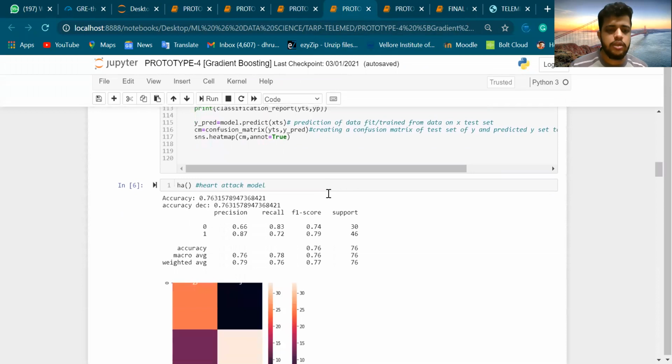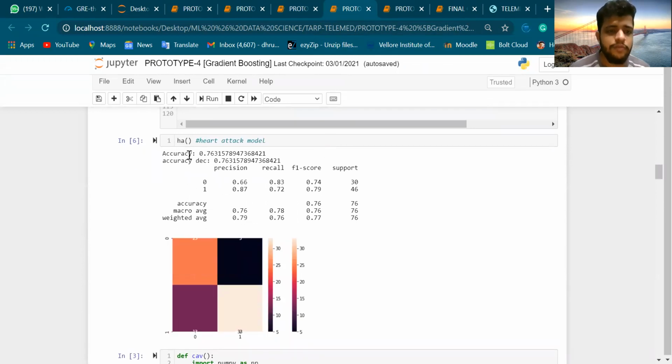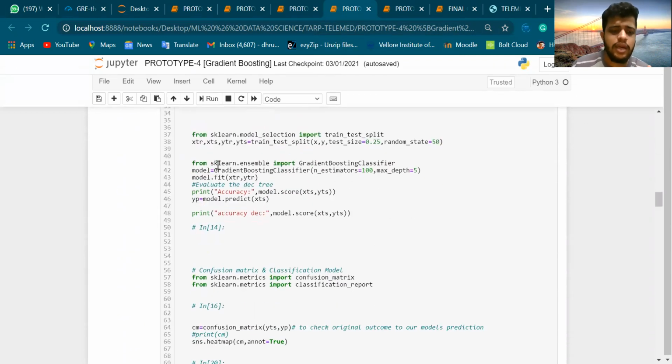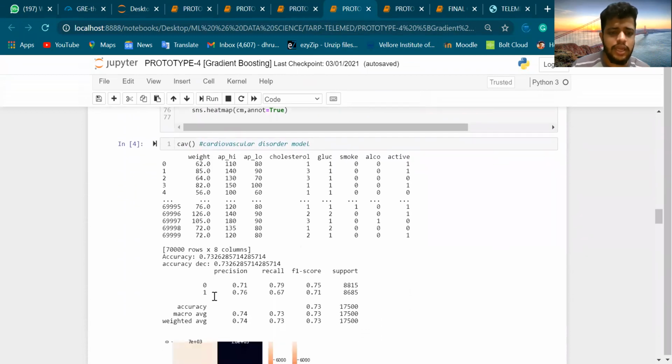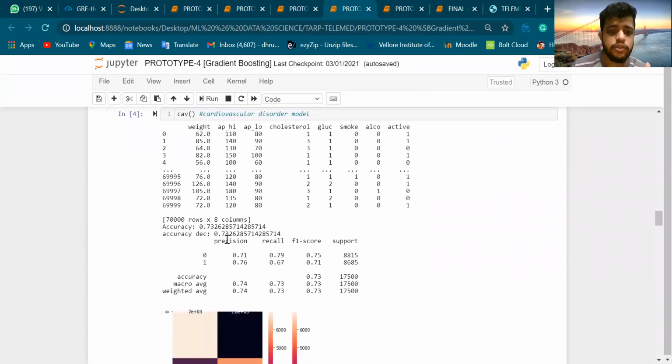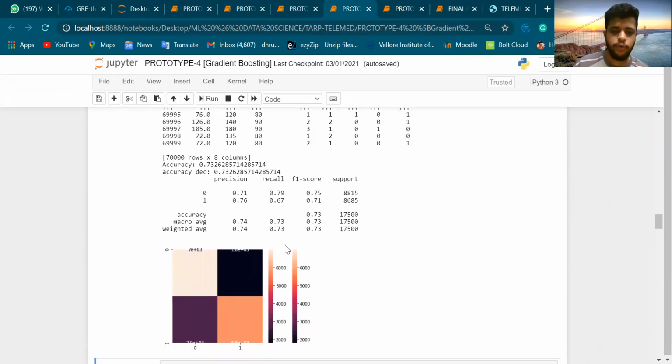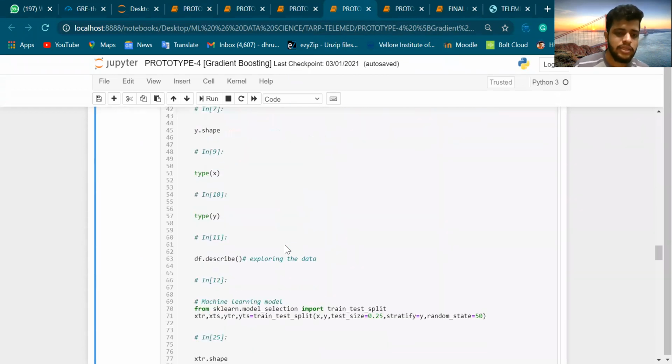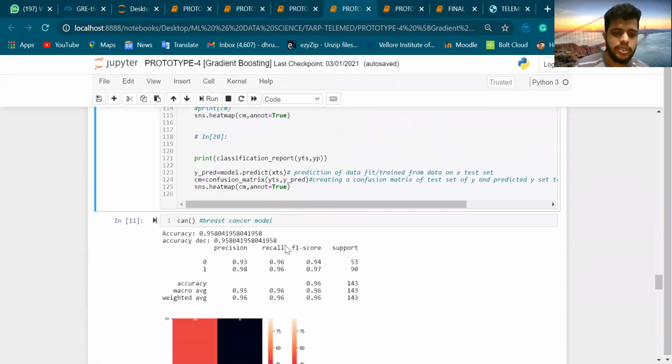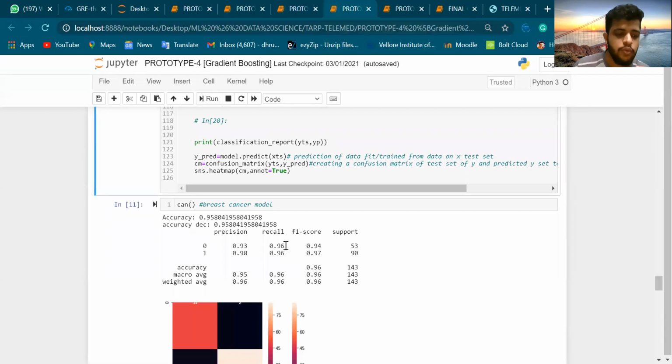In gradient boosting, to our surprise, we didn't perform as well as the random forest classifier. We gained 76% accuracy. In cardiovascular disorder, we again gained 73% accuracy, which was higher than all the other models we have performed before. In the cancer model, we attained an accuracy of 95%, which was on par with our random forest classifier, though the random forest classifier has an edge over this model.